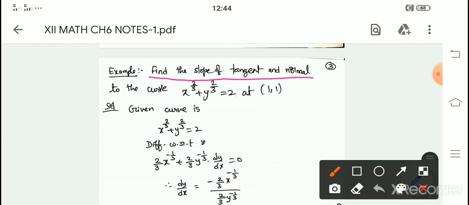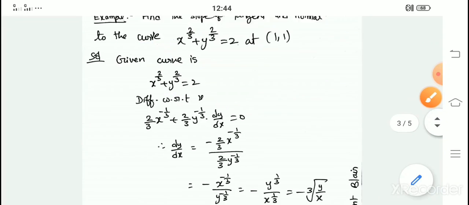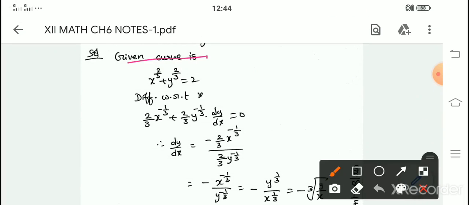Find the slope of the tangent and normal to the curve x power 2 by 3 plus y power 2 by 3 is equal to 2 at 1 comma 1. How to find the slope of the tangent and normal? So the given curve is x power 2 by 3 plus y power 2 by 3 is equal to 1. You take that given curve first, then differentiate with respect to x on both sides.